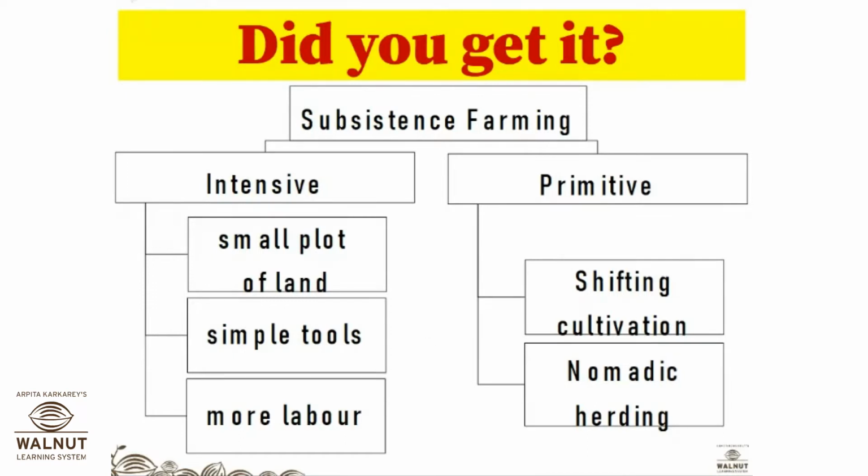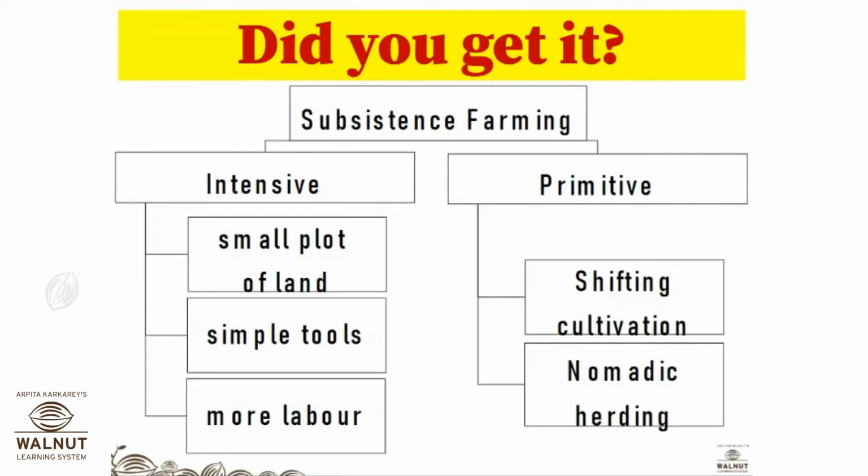In intensive subsistence farming, what are the characteristics? In this farming, the plot of land is very small, then they use simple tools, and they need more labor to do this type of farming. Ma'am, simple tools means the traditional tools? Yes. Traditional tools have been used by our previous generations, like this.